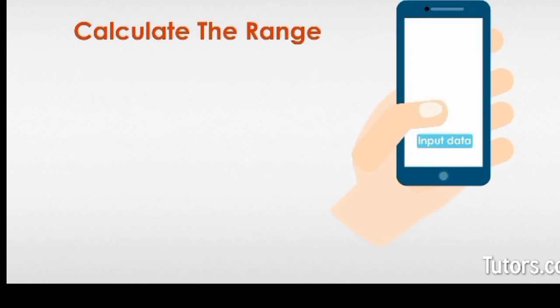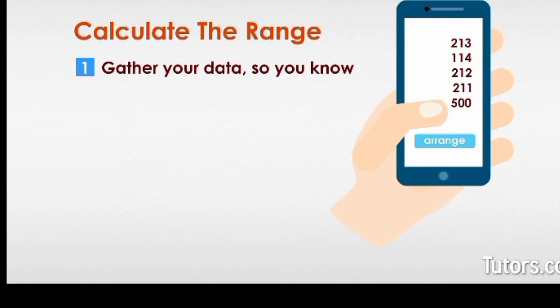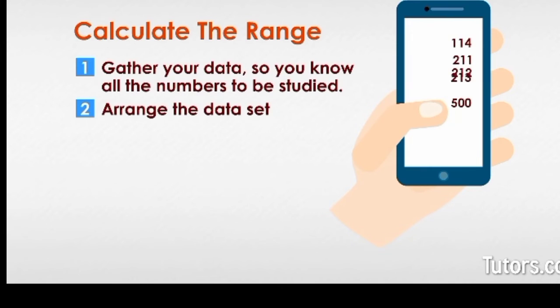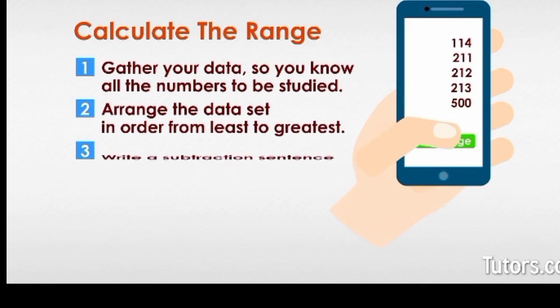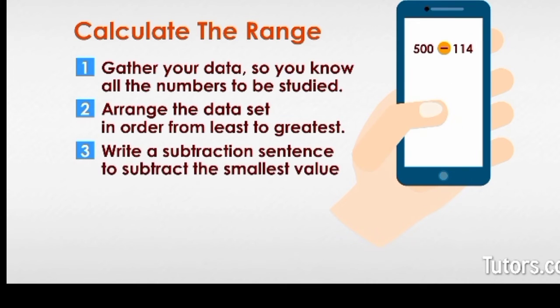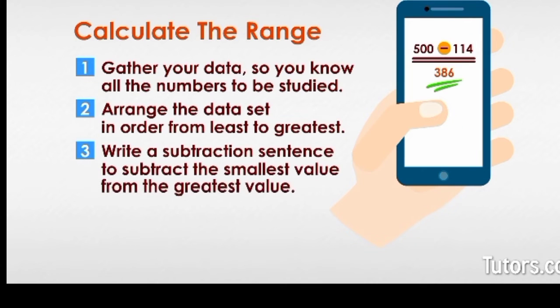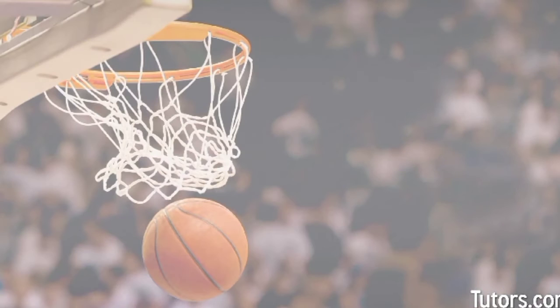Here are the 3 steps you have to do to calculate the range of any data set. 1. Gather your data, so you know all the numbers to be studied. 2. Arrange the data set in order from least to greatest. 3. Write a subtraction sentence to subtract the smallest value from the greatest value. Let's try this with a set of real numbers. We will start with easy numbers.